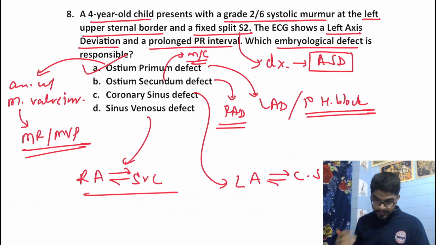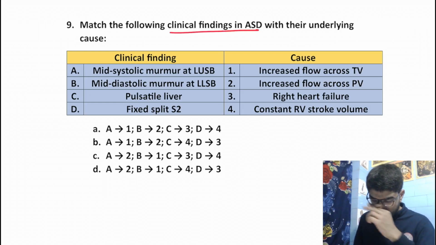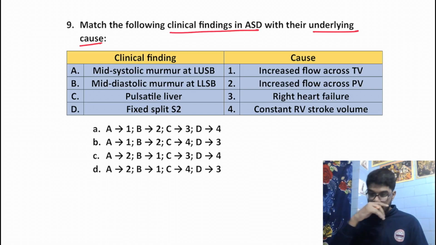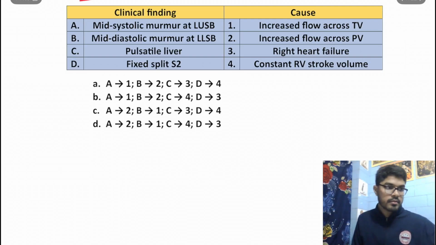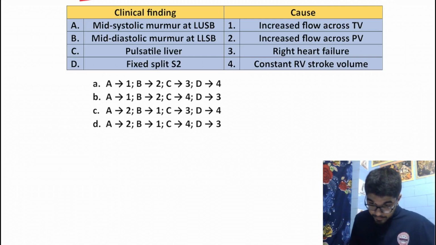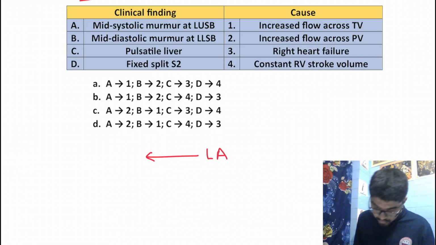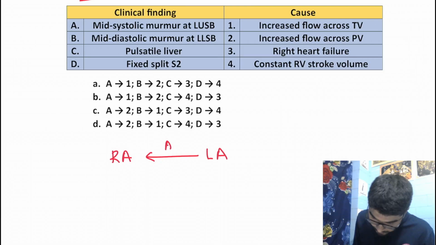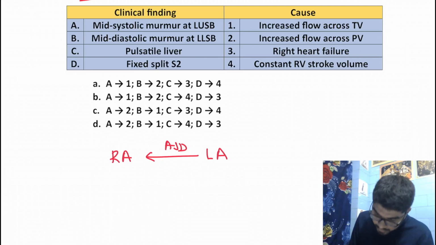Okay. Moving on to the next question. Match the following clinical findings in ASD with their underlying cause. Now again, you need to know the complete pathophysiology of ASD. Now in ASD, what happens? Just a second, guys. In ASD, what happens? Now the flow or the shunt is from left atrium to the right atrium. Okay. This is via ASD. Okay. Over here, remember what happens?